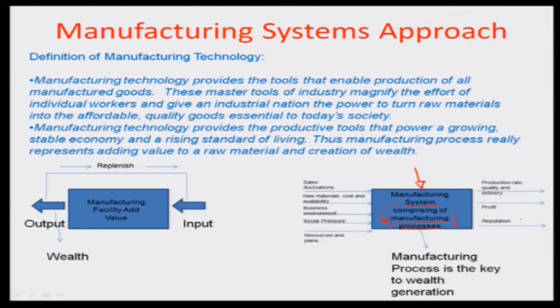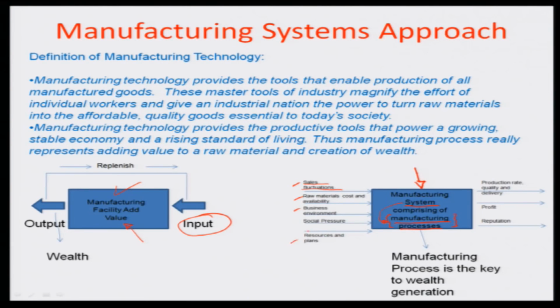So if you really look at a manufacturing facility, it really adds value to raw materials, as has been illustrated in the definition earlier. There are inputs to the manufacturing facility. Some of the inputs are, for example, the raw material cost and availability, the business environment. Sales fluctuations is a very big input to the manufacturing system. Okay, it really determines what is the level of production that you need to maintain so that you can supply whatever is demanded in the business environment.